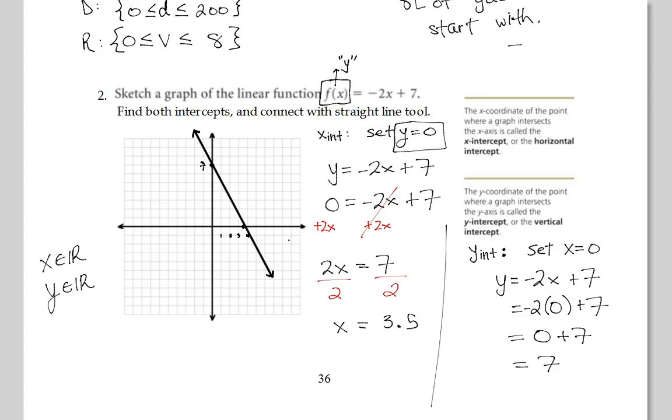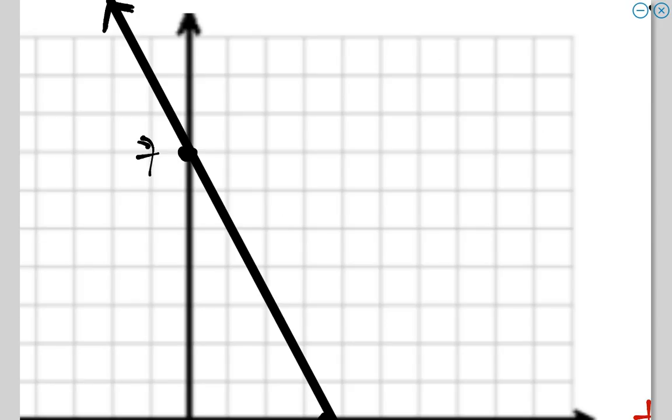So one last thing before we move on from this question is the y equals mx plus b format. In our question, what is the m value? -2. I wonder if you could find that on your grid. Over 1, down 2.